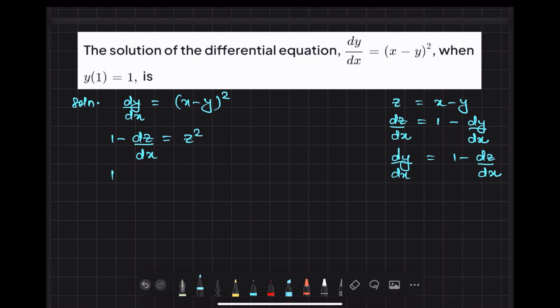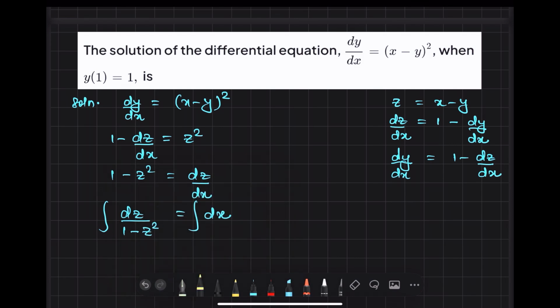Now look at this. Can I write 1 minus z square is equal to dz by dx? Now can I write this thing as dz by 1 minus z square is equal to dx? Look at this. So all z on one side, all x on one side. So this is variable separable method, correct? Means you have converted your question into variable separable method.